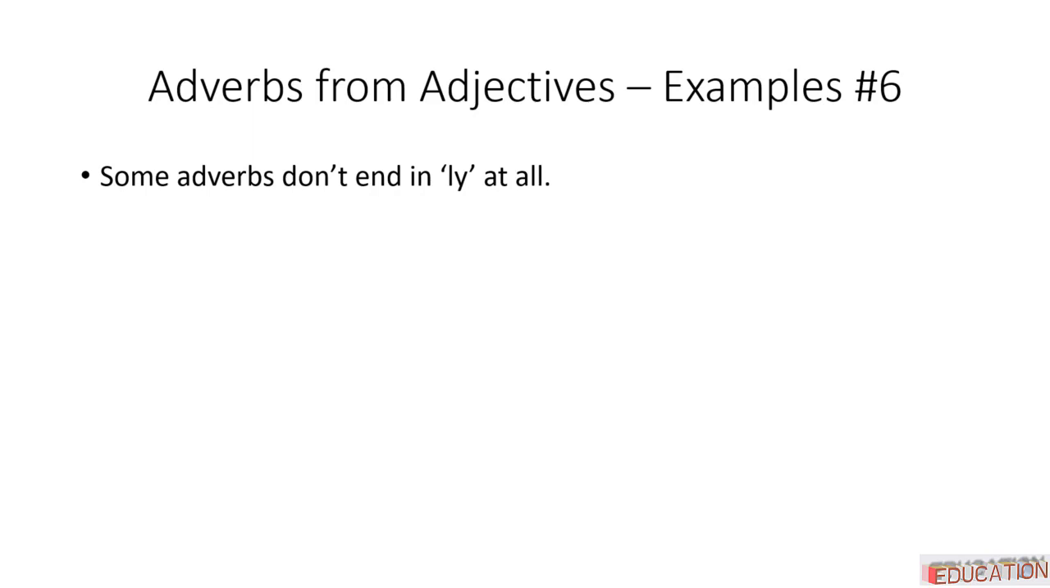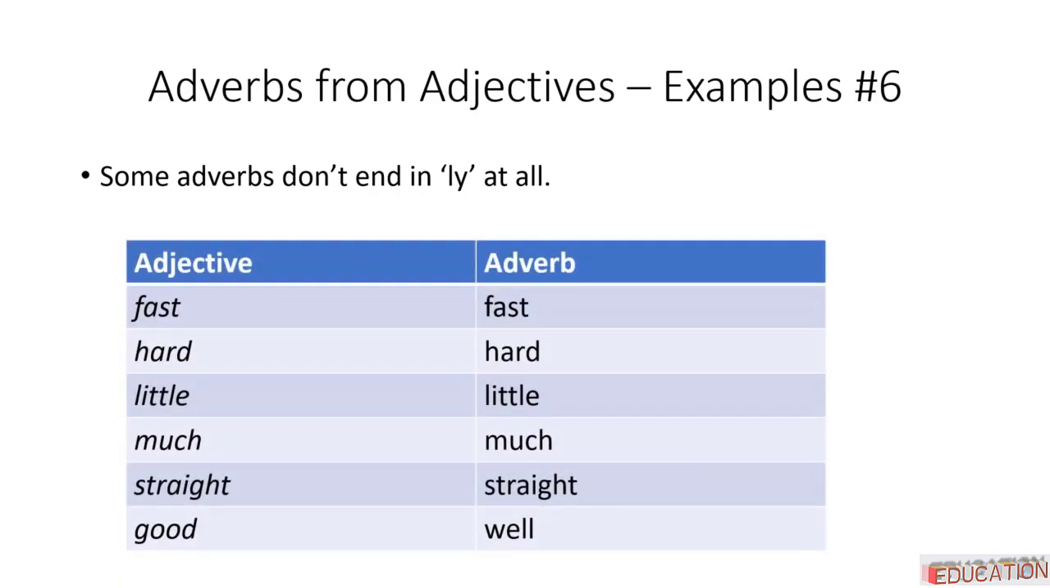And there are some adverbs that don't end in ly at all. So we have fast, hard, little, much and straight are examples where the adjective and the adverb are the same. And the adjective good has the adverb well. So if we're looking for an example, you could say John is good at football, but John plays football well.